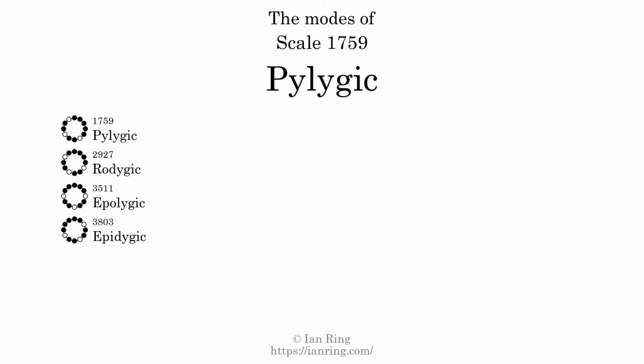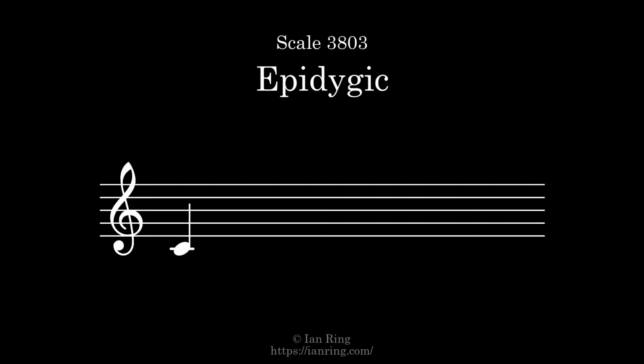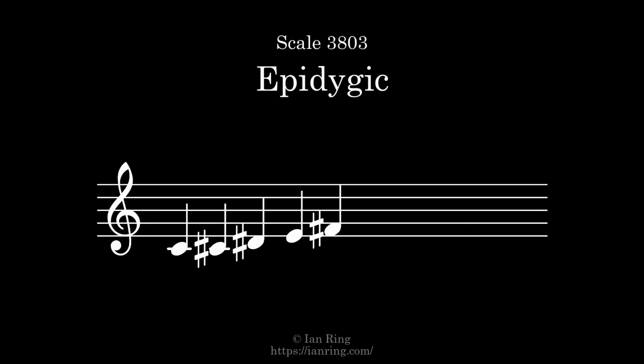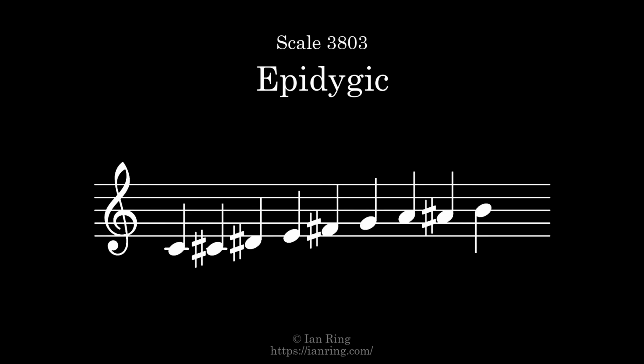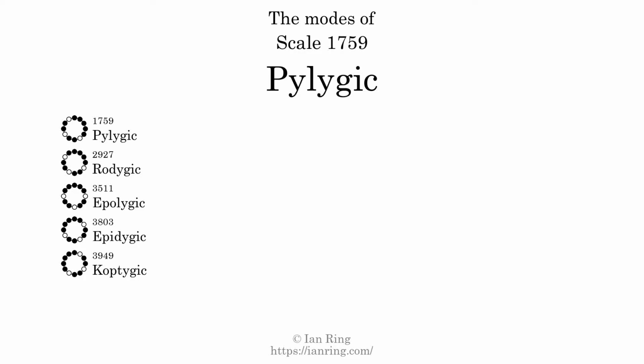The fourth mode is scale 3803, also known as Pylygic. It sounds like this. The fifth mode is scale 3949, also known as Pylygic. It sounds like this.